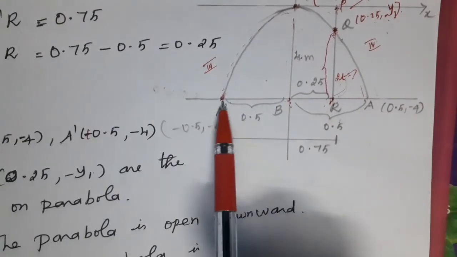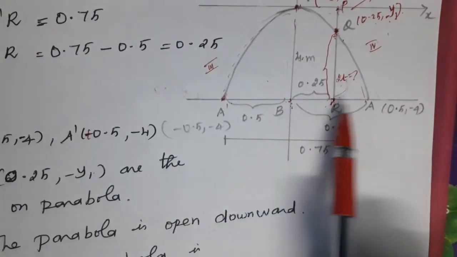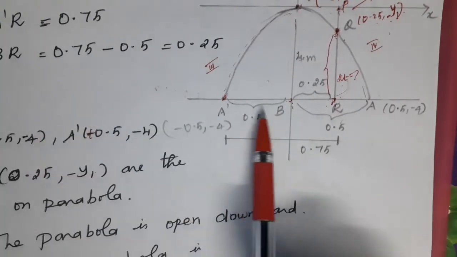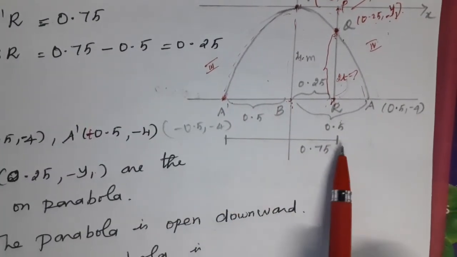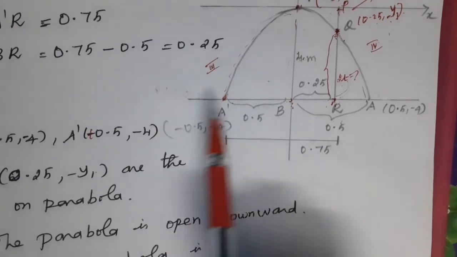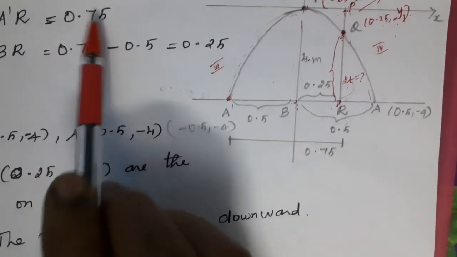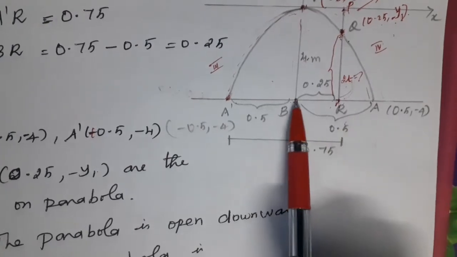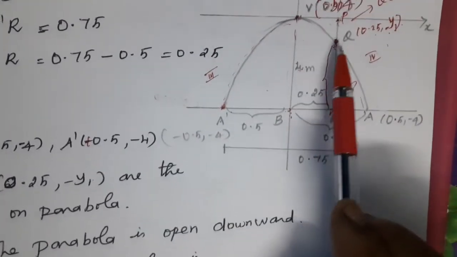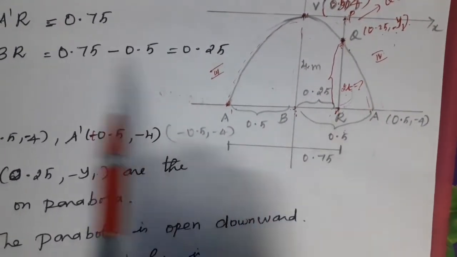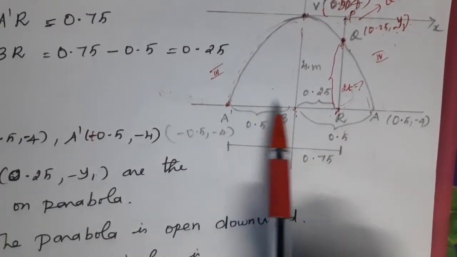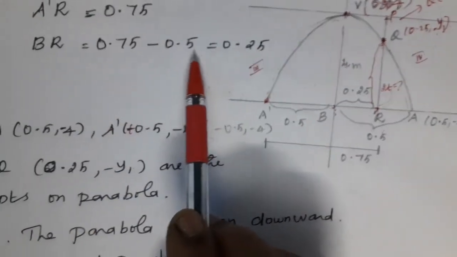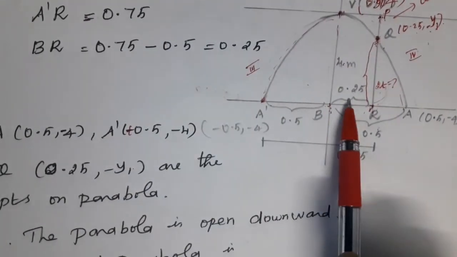A dash B is what? A dash B is 0.5, AB also 0.5. A dash R is what? A dash R is what we are going to find. The horizontal distance A dash R is given in the question itself as 0.75. We are going to find BR, because we need the Q point. So BR equals the total distance AR minus AP: 0.75 minus 0.5. We get 0.25.